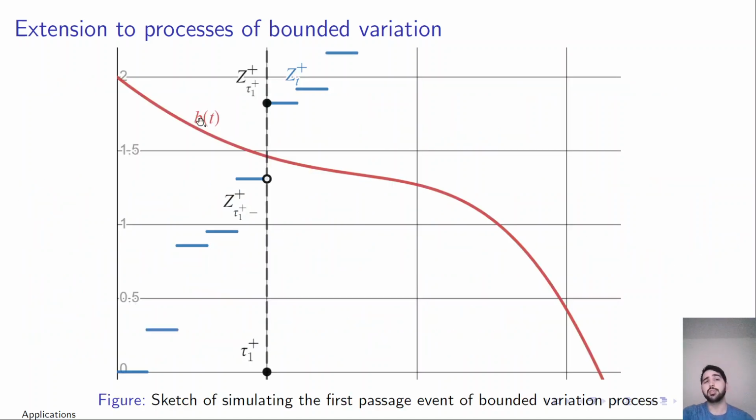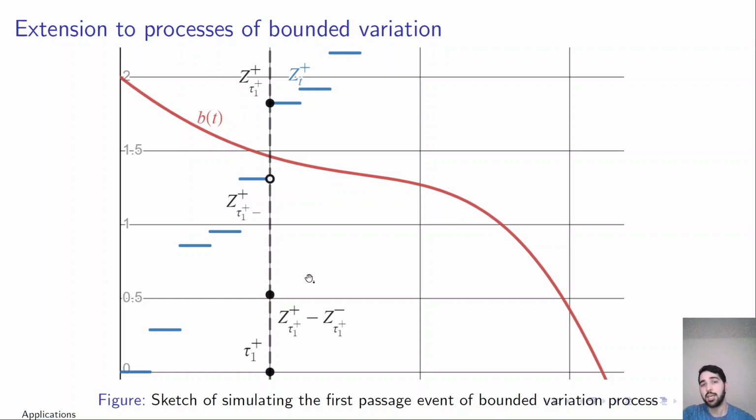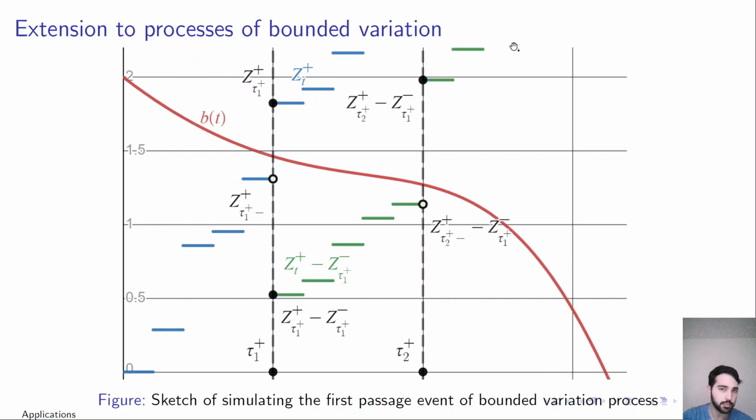Okay, so consider this barrier, and you have your subordinator Z plus. You find the first crossing, and now you need to sample Z minus over this time horizon, the increment of Z minus over this time horizon, to determine if this is also a crossing of Z. But in this case, it isn't a crossing of Z. It takes you all the way down, so now you need to repeat the process and fish for the next crossing time.